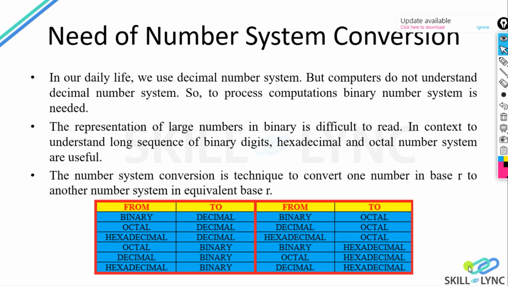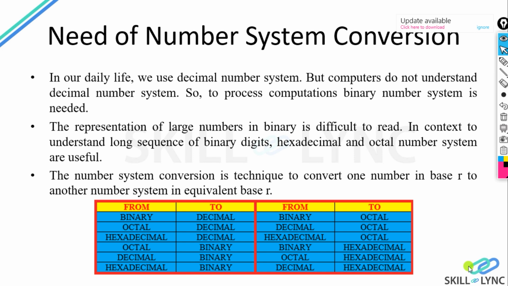Hey guys, let us see what is the need of number system conversion. Now till this point we have learned that there are four types of number systems: binary number system, octal number system, decimal number system and hexadecimal number system. Now we see why we want to convert from one number system to another number system.